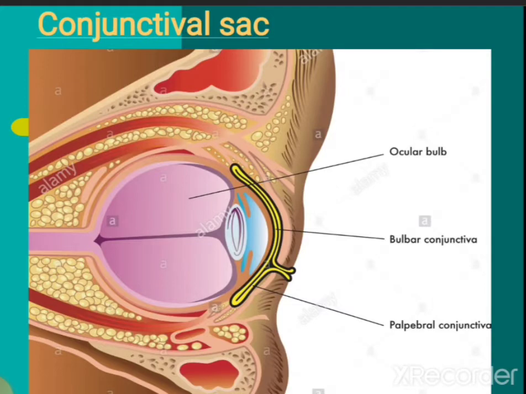Then we have conjunctival sac. This is the diagram to show you the conjunctival sac. This yellowish part is the conjunctival sac.